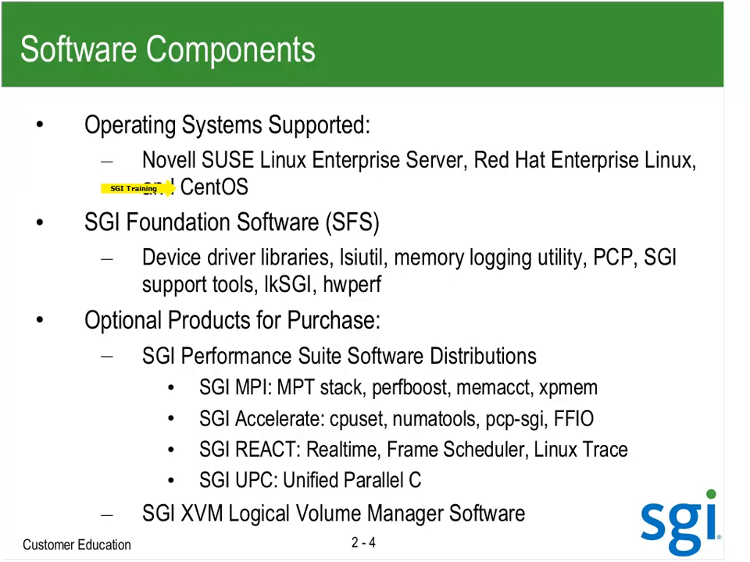The other component that all UV should have is the foundation software. This is going to give us particular device drivers. LSI Util isn't relevant on UV2s anymore. I'll get into that later in the week. Memlog is relevant. PCP is there. There is talk about pulling PCP from the SGI distros and using the release distro, but I don't think that'll work very well. Things get out of sync since we need our UV PMDAs and stuff to get to the UV hub statistics. Oh, lock SG is gone as well.